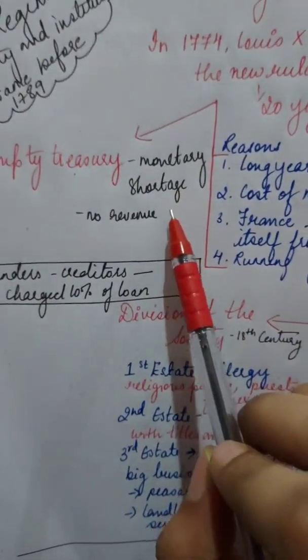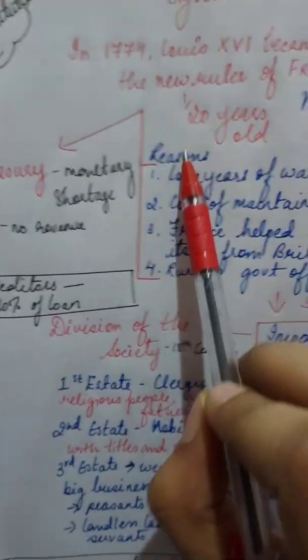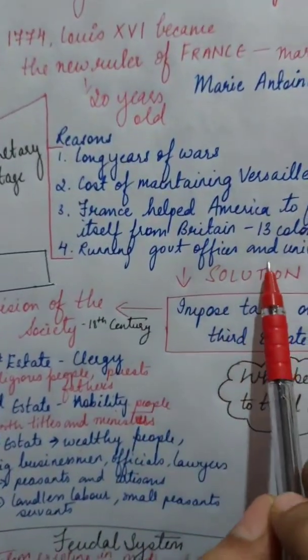Now when he became the ruler, he found that France had no monetary resources. There was a financial shortage in the country. The reasons are listed here. Let's do them one by one.